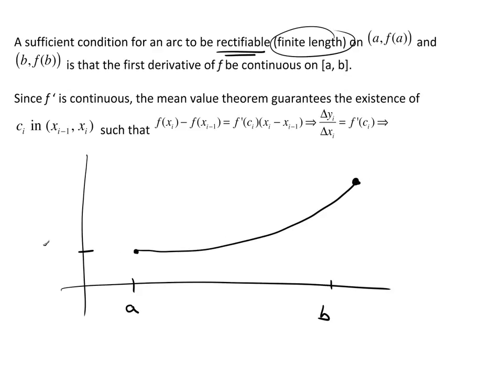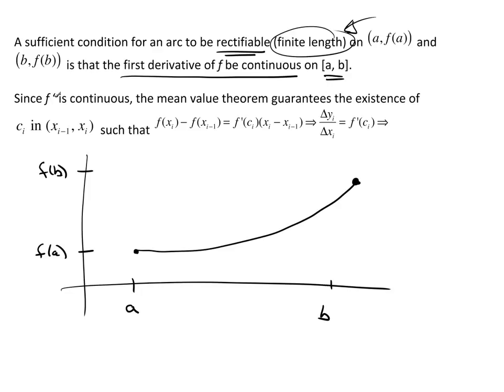Well, this has coordinates x coordinate a, y coordinate f of a. This has coordinate b, the y coordinate is f of b. So I'm going from this point to this point. The sufficient condition is that the first derivative of f be continuous on a to b. So if the first derivative is continuous, that's a sufficient condition so that we know that the arc length is rectifiable, it's of finite length. We're not going to end up with an infinite arc length.